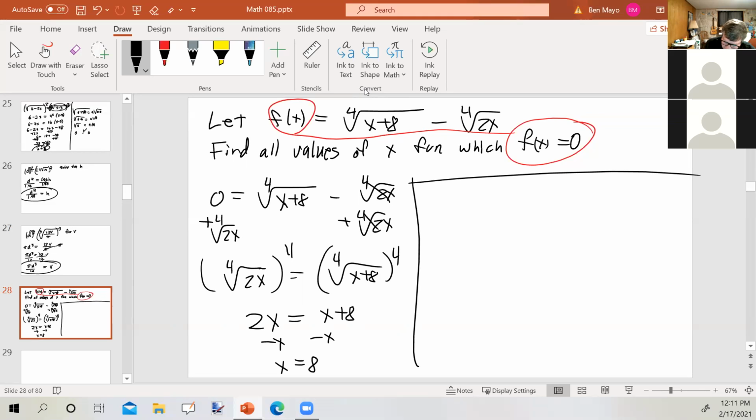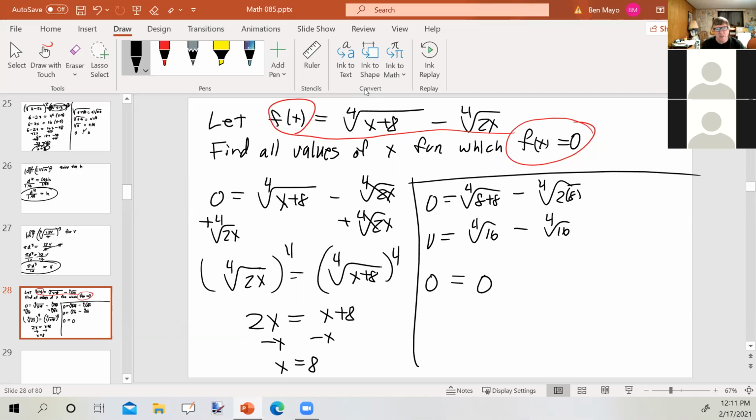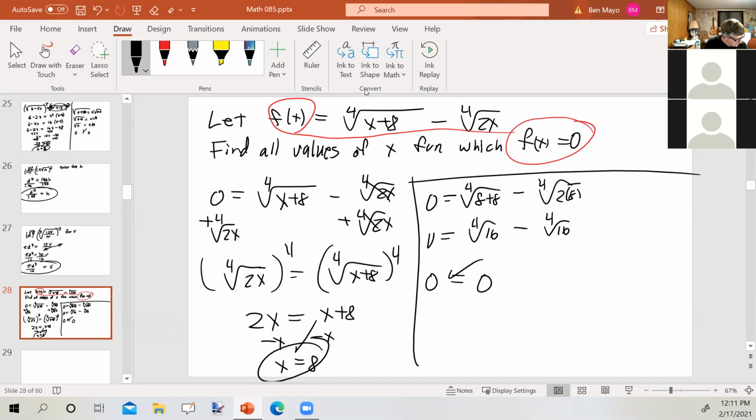And now let's check our work. If x is 8, we get 0 equals the fourth root of 8 plus 8 minus the fourth root of 2 times 8. 0 equals the fourth root of 16 minus the fourth root of 16. Okay, the fourth root of 16 is 2, but even without finding that, wouldn't the fourth root of 16 minus the fourth root of 16 be 0? So it checks. All righty.